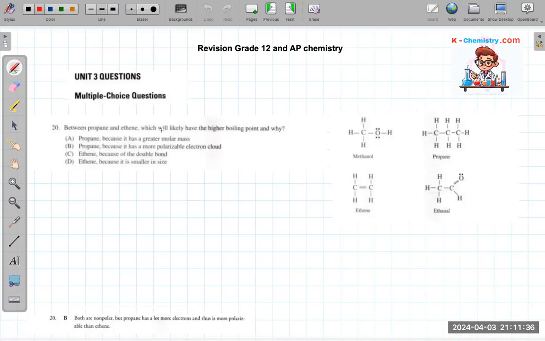Between propane and ethene, which will likely have the higher boiling point and why? Again, we said the propane and the ethene. We said that both of them are non-polar, but because propane has more atoms and electrons, it will have a higher boiling point. That's why I would say propane, because it has a more polarizable electron cloud, and I would say it's more polarizable because it contains more electrons.